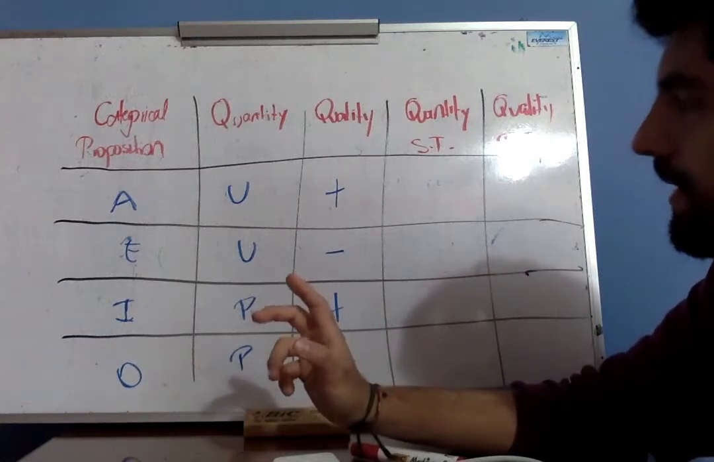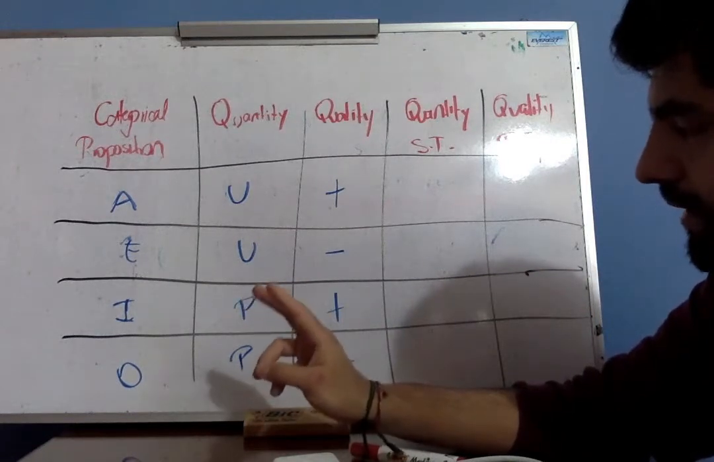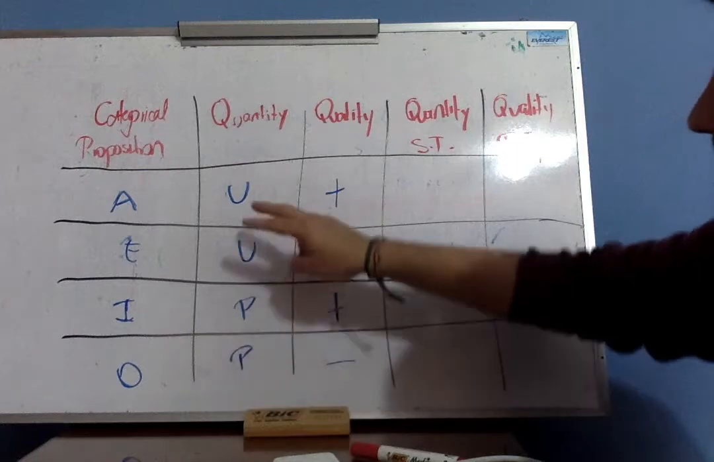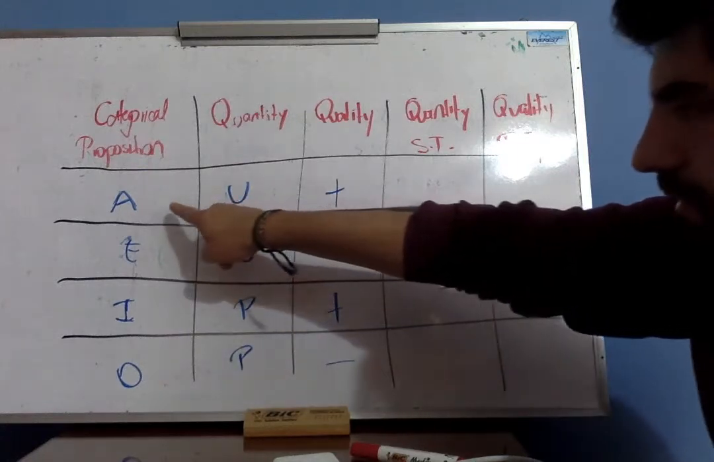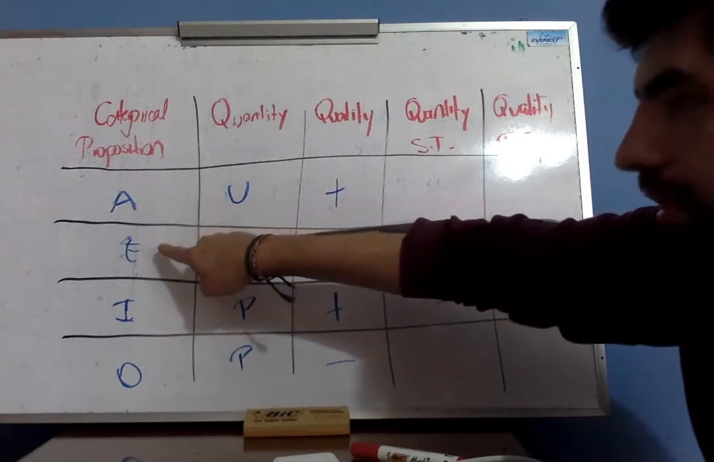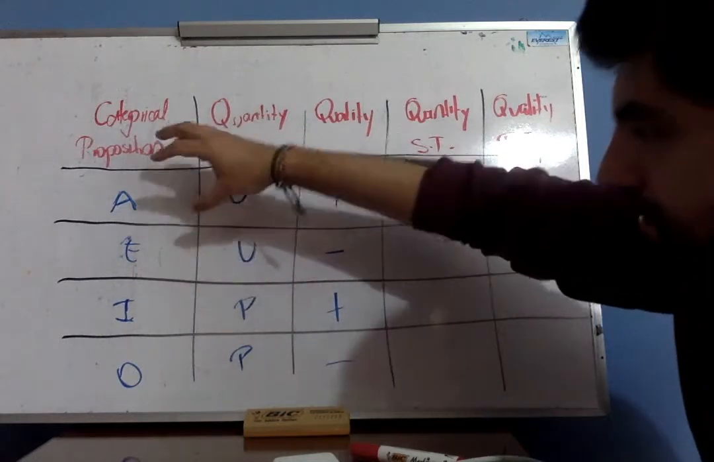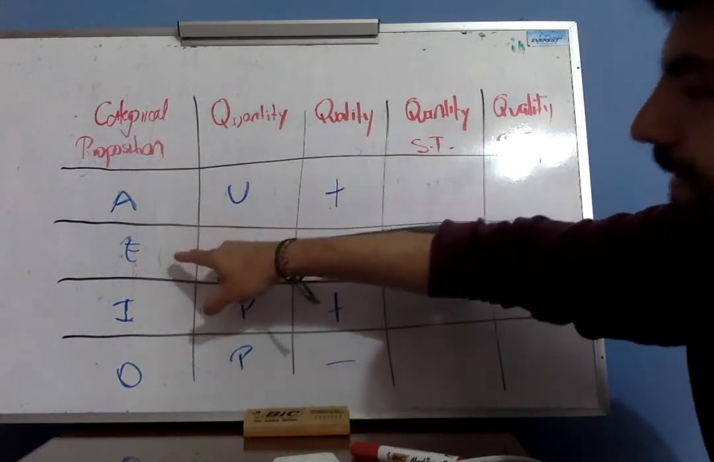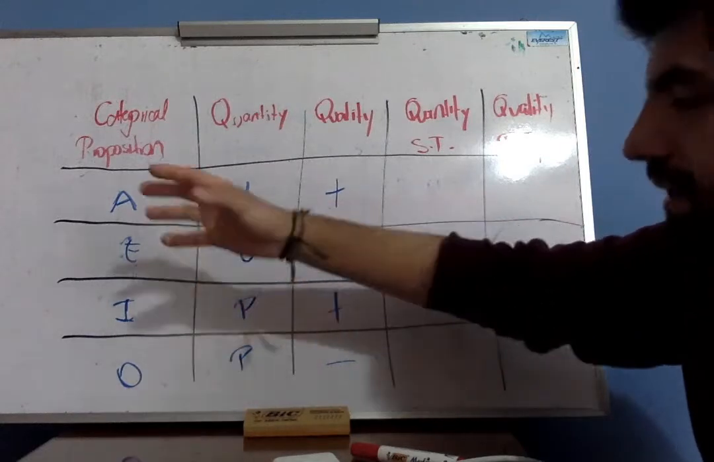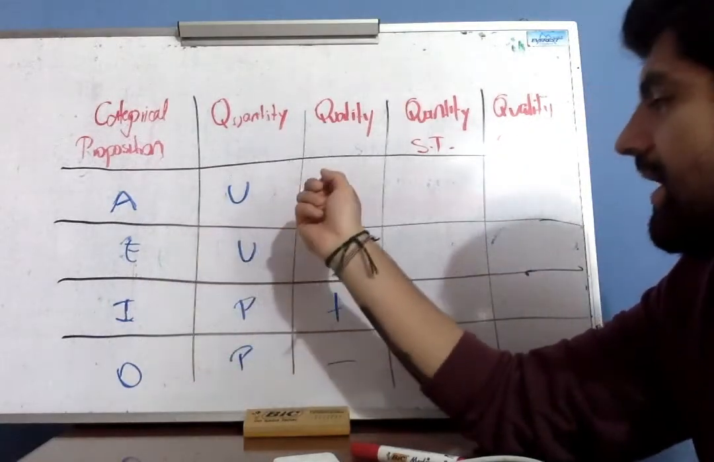So for example, remember that the 2 categorical propositions that are universal are the A and the E. For example, all students of logic are amazing, no students of logic are amazing. We are affirming something about all the students, and in this case, in the E, we are denying something about all the students, you know?